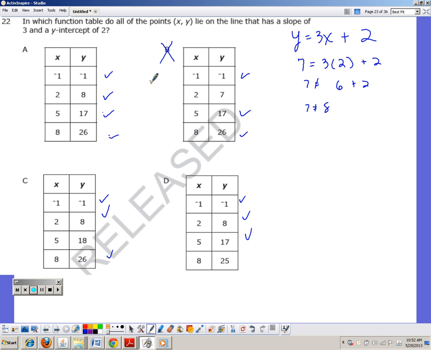Okay? Again, pick the next one that's different. (5, 18) is different. We're going to plug in (5, 18). y is 18. 3 times 5 plus 2. 3 times 5 is 15, plus 2 is 17. 18 does not equal 17. So we know any of them that has (5, 18) is wrong.